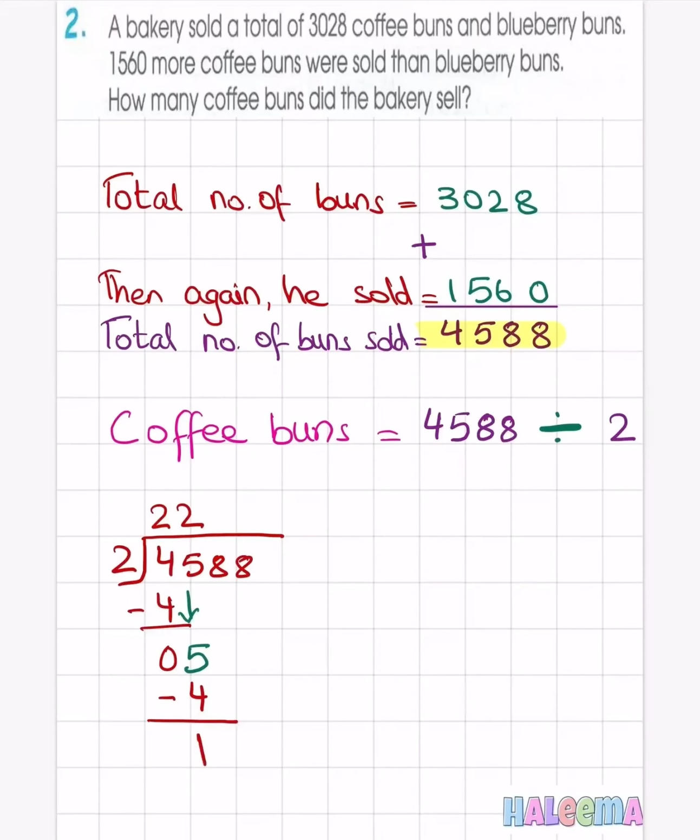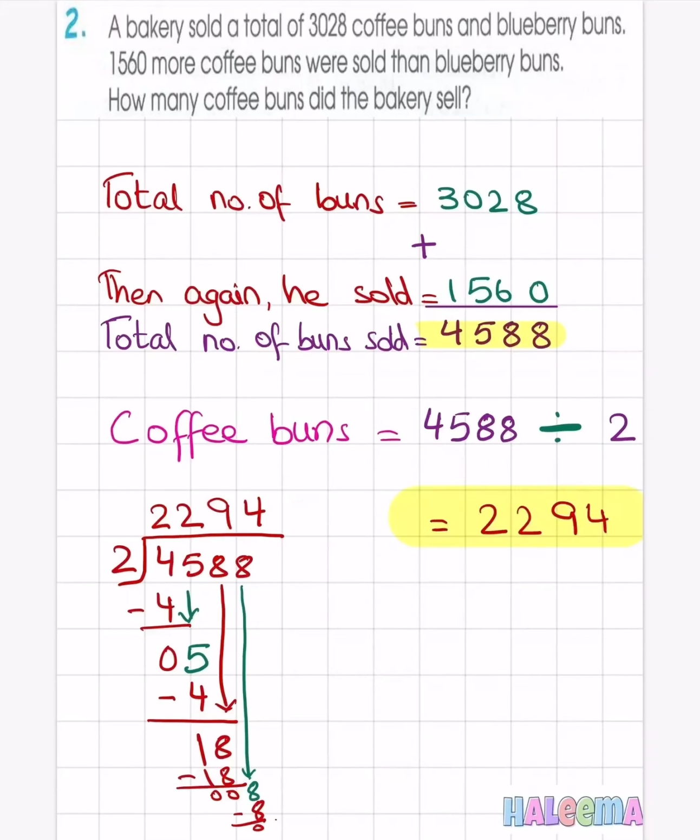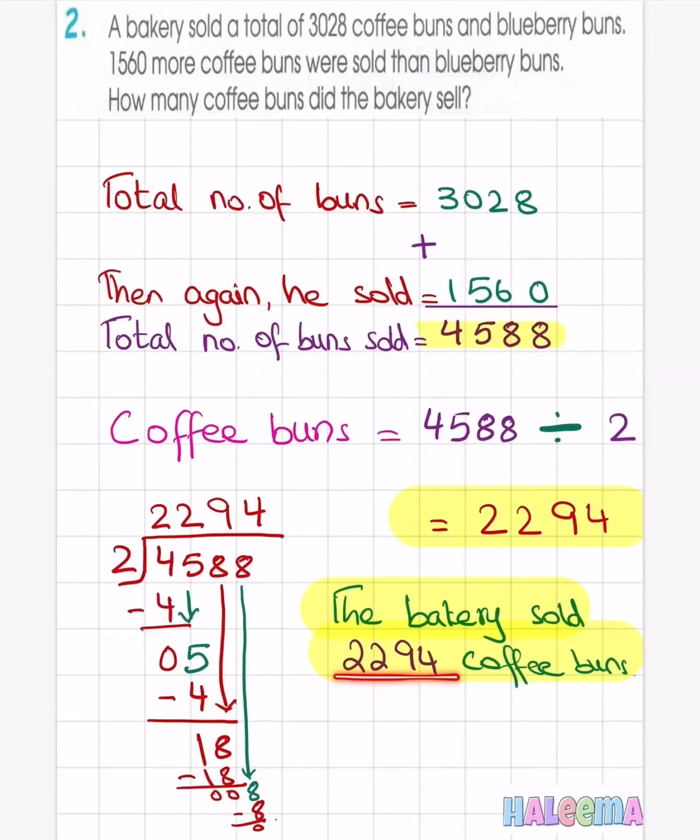Bring down 8 now. 2 times 9 is 18. Subtract. 8 minus 8 is 0. 1 minus 1 is 0. Right? Bring down 8. 2 times 4 is 8. Subtract. There is no remainder. So 2,294 is our answer. So you can write your final statement as the bakery sold 2,294 coffee buns.